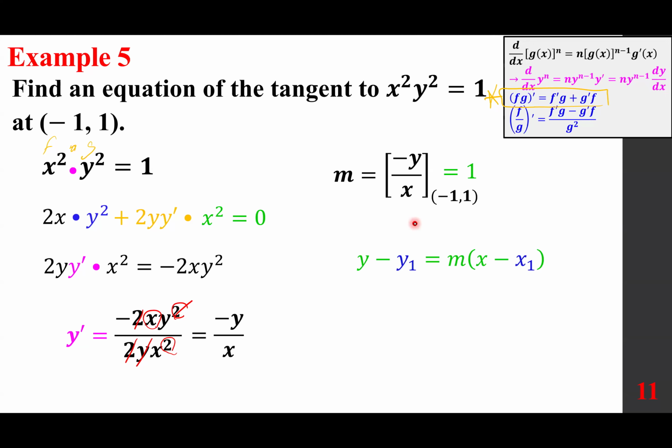y minus y1 equals m times x minus x1. y minus 1 equals m, which is 1, times x minus negative 1, which makes it x plus 1. So the right side is x plus 1. And you move the negative, make it positive 1, and 1 plus 1 is 2. So y is equal to x plus 2.